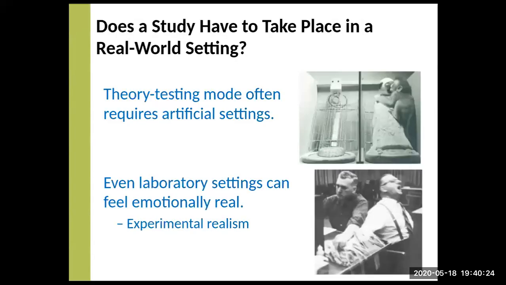So the last thing that we're going to talk about is asking the question, does a study have to take place in a real-world setting? Well, like I said, in theory testing mode, the goal is to make sure the theory actually works. So we're trying to control for as many things as we can. Here we see on top the terry cloth monkey again, and on the bottom is the Milgram study. If you guys are unfamiliar with the Milgram study, it was a study on obedience to see if people would listen to somebody and deliver what they thought were painful shocks that might even be enough to kill a person.